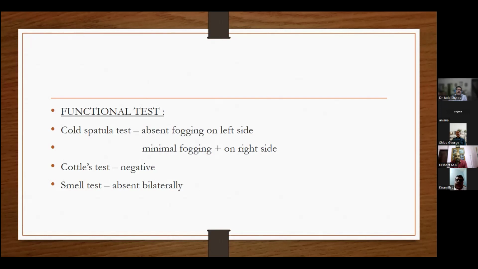What are the pitfalls of a cold spatula test? What we describe is that when there is less fogging or condensation on one side, you say that the nose is partially obstructed. There is no standard assessment of fogging for the amount of obstruction. That is not a pitfall.